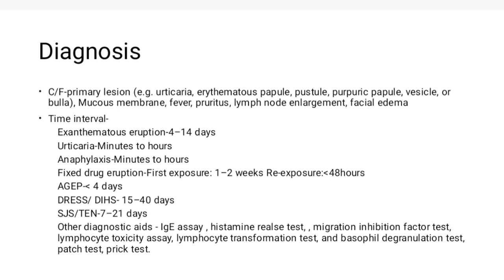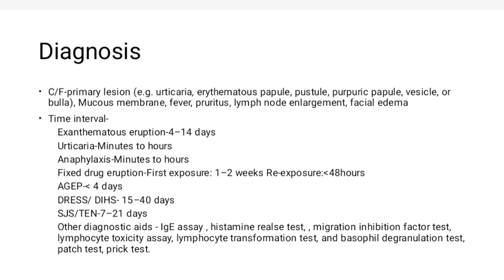And time interval is very important. Chronology of the lesions: exanthematous eruption would take 4 to 14 days, and urticaria will take minutes to hours, and anaphylaxis also will take minutes to hours. Fixed drug eruption, on the first exposure, will take 1 to 2 weeks. Re-exposure will take less than 2 days. AGEP will take less than 4 days. DRESS will take 15 to 40 days, and SJS/TEN will take 7 to 21 days.